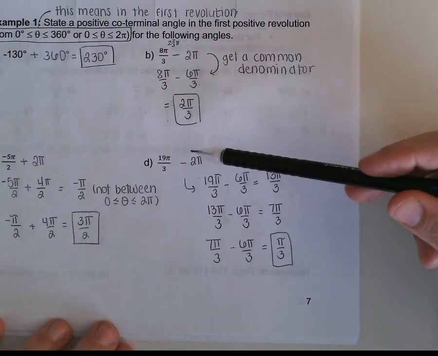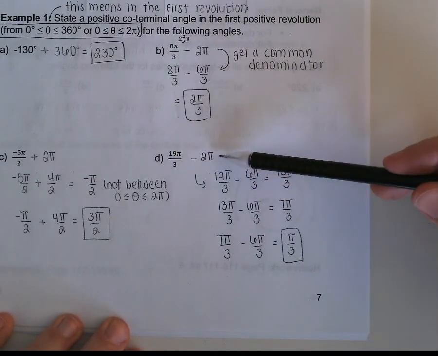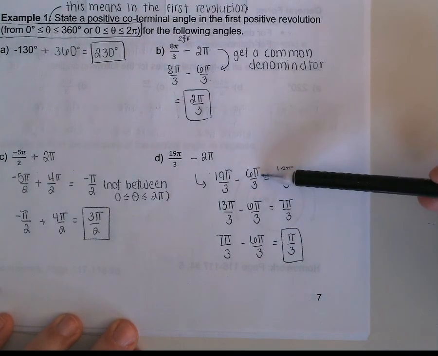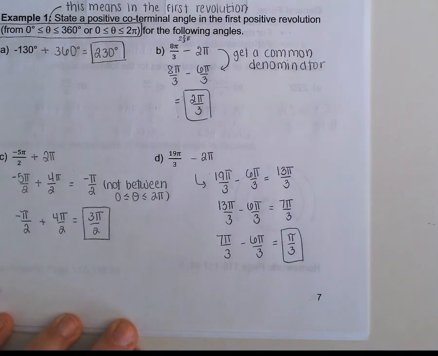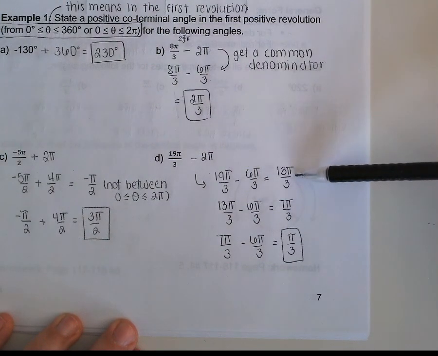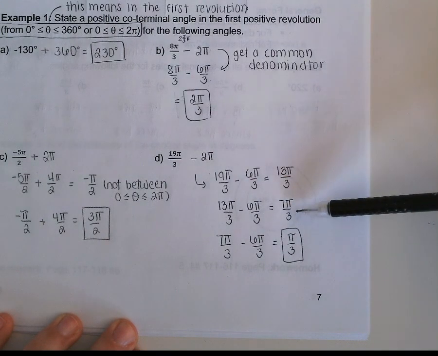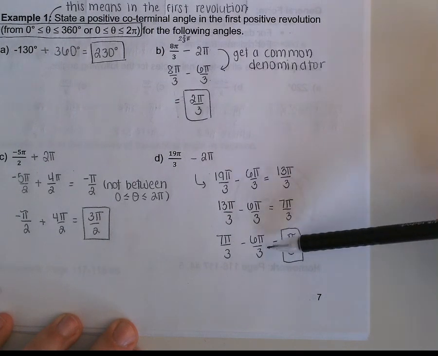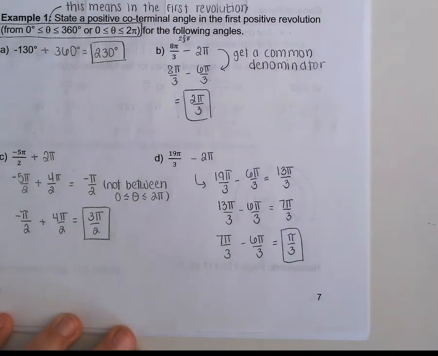Now here, 19 pi over 3. This is quite a large angle. When I subtract 2 pi, or in this case with a common denominator, 6 pi over 3, I get 13 pi over 3, which is still not in the first revolution, so I need to subtract another 2 pi. Again, I'm still not in the first revolution, but when I subtract a third 2 pi, I am in the first revolution.